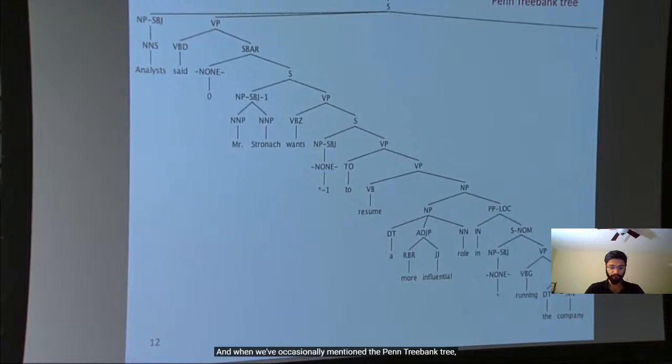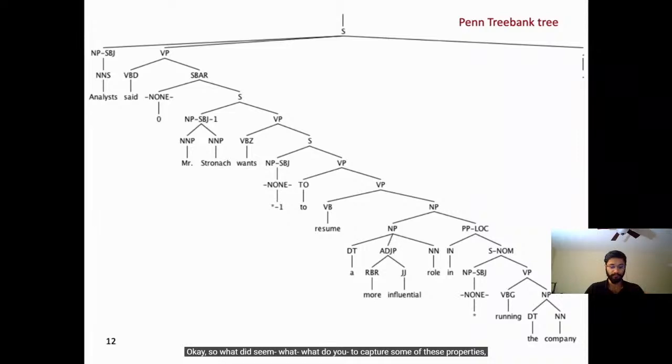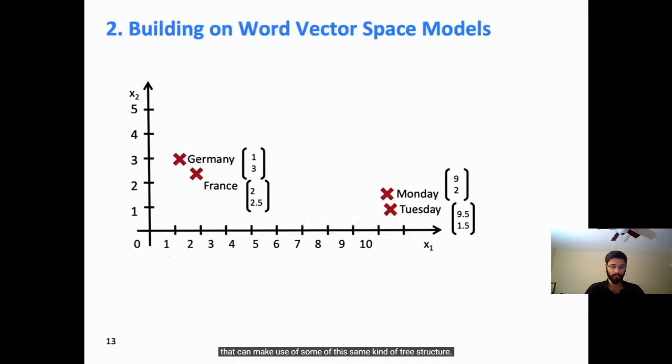And when we've occasionally mentioned the Penn Treebank tree, this is an original Penn Treebank tree, which is basically a phrase structure grammar like this with various extra annotations put on the nodes. Okay, so to capture some of these properties, it seems like we'd like to have a neural model that can make use of some of this same kind of tree structure.